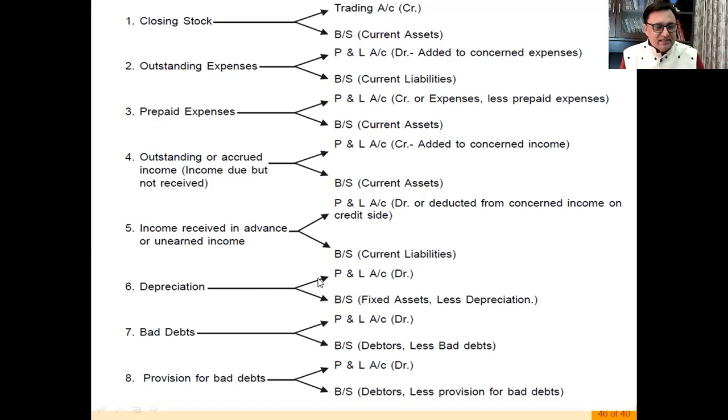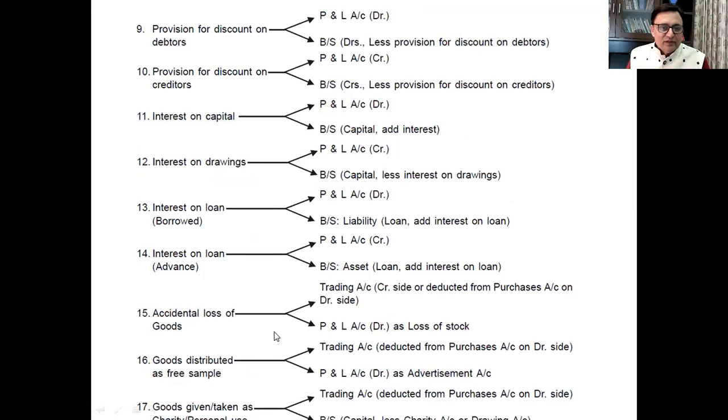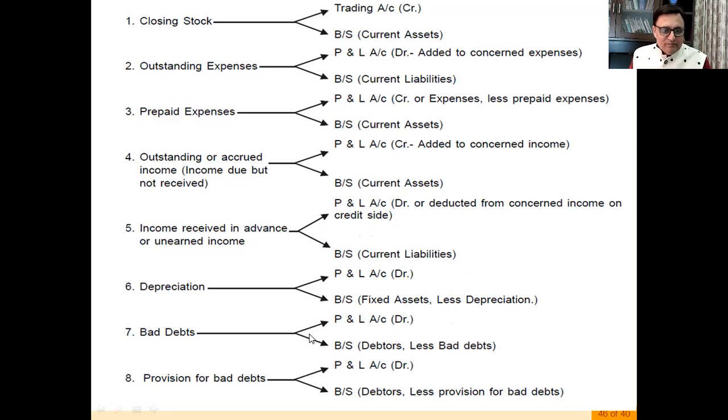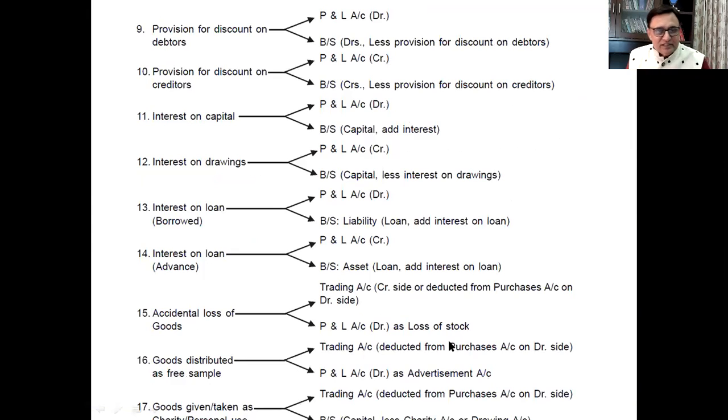Similarly, bad debts are losses. So profit and loss account will be debited, and on the other hand, in the balance sheet, the asset side debtors will be deducted. Similarly, for provision for bad debts, it is debited to the profit and loss account, and on the other hand, you may write it on the liability side in the current liabilities. For provision for discount on debtors, profit and loss account will be debited, and from the debtors the amount will be deducted. For provision for discount on creditors, profit and loss account will be credited, and in the balance sheet we will deduct the amount from the creditors.